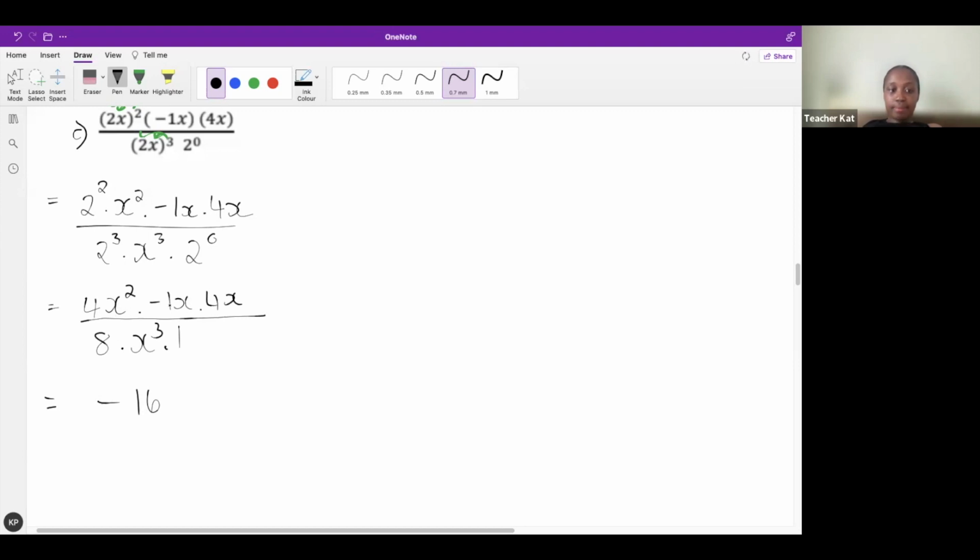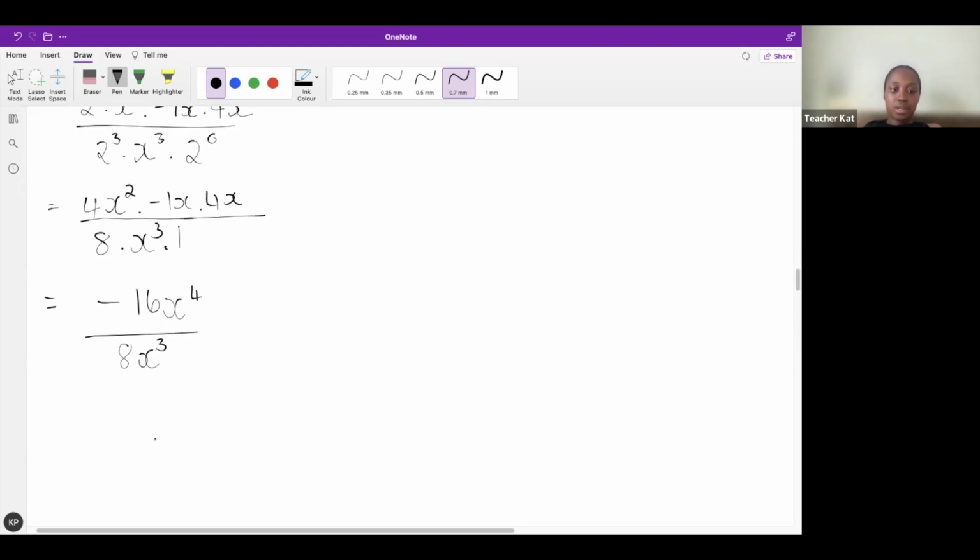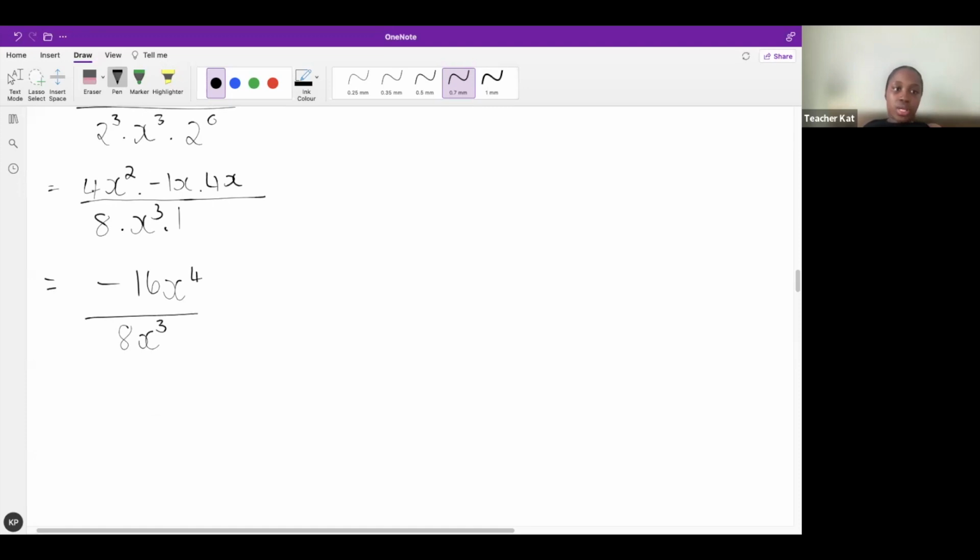We're going to add them. So I'm going to have x to the power of 2 plus 1 plus 1. So my exponent for x is going to be 4. Divided by, at the bottom, I just have 8 times 1. So that's going to give us 8x cubed.